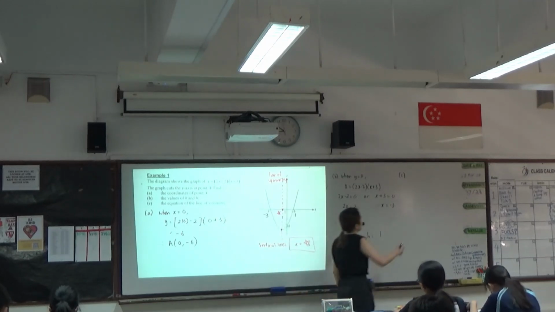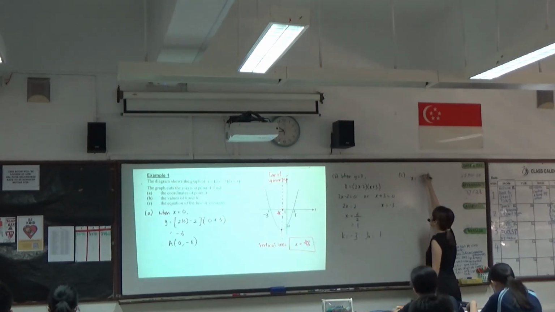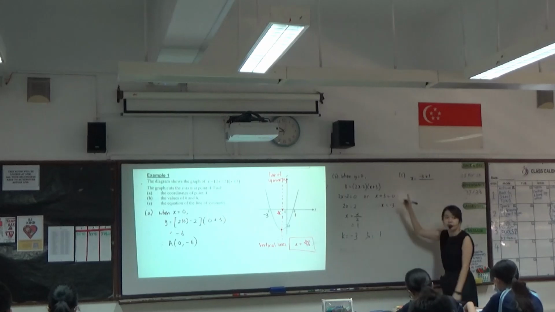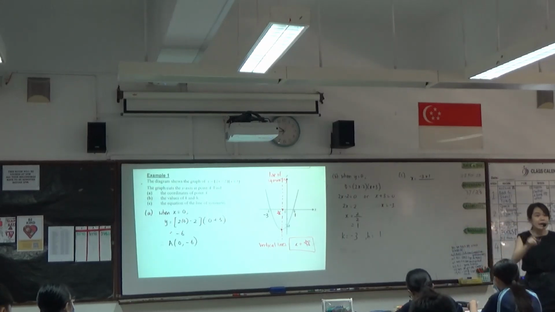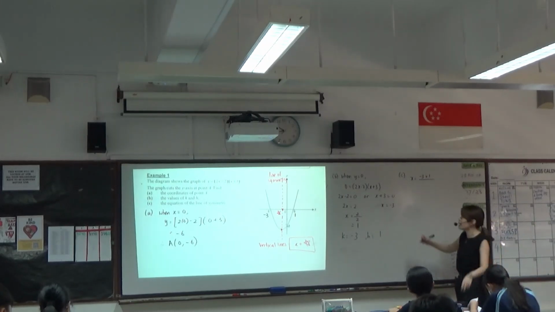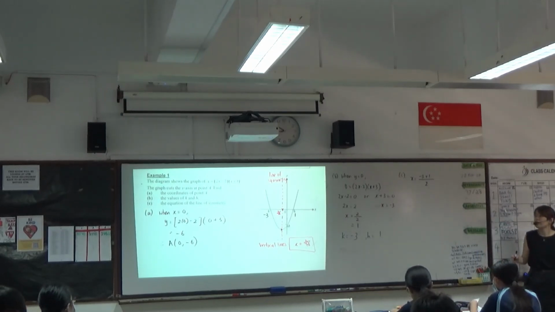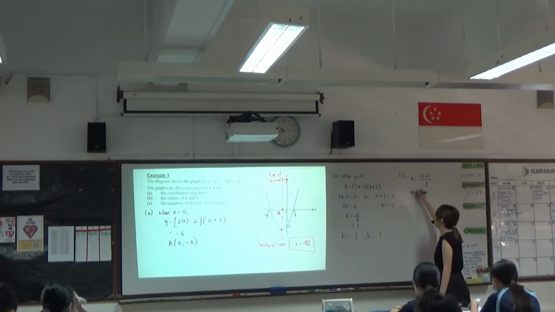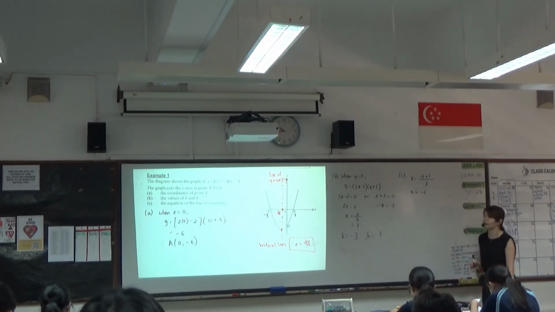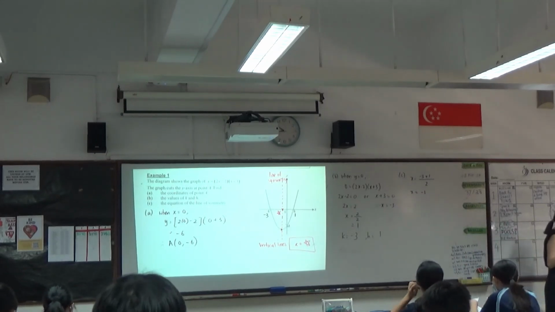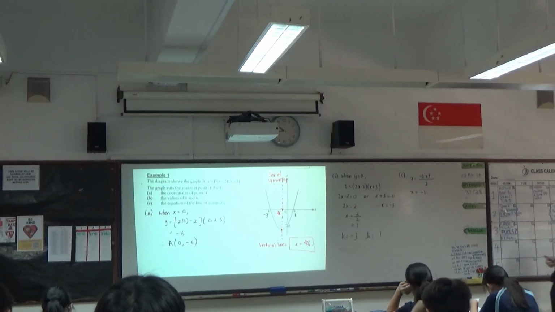So the value of x will be negative 3 plus 1. Average is to add the numbers up. Then after that, because there are two numbers, we divide by 2. So the equation will now be x equals negative 1. And that is the equation of the line of symmetry.